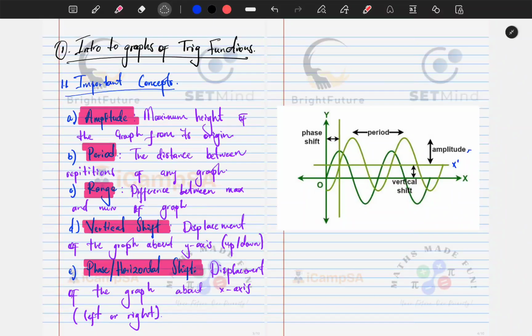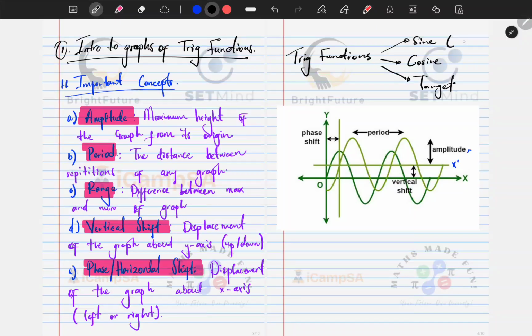Right, so today we'll be covering an intro to graphs of trigonometric functions. To just remind you of what we mean by trigonometric functions: your trig functions will be your sine, your cosine, and then your tangent.